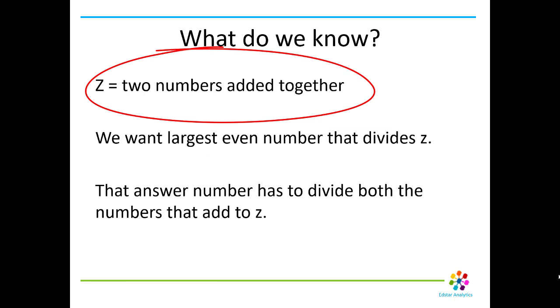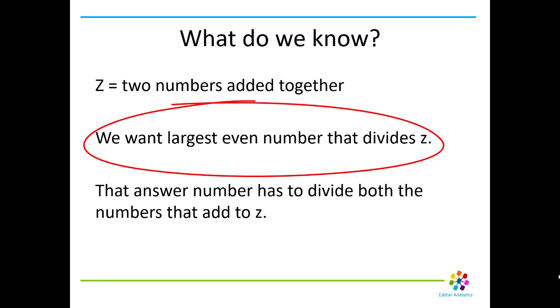So let's think about, what do we know? We know z equals two numbers added together. If we didn't know that, if they just asked us z is some unknown number, what is the largest even number that goes into it, there'd be no way to know the answer. So those two numbers that add together to make z, those are critical to answering this problem.